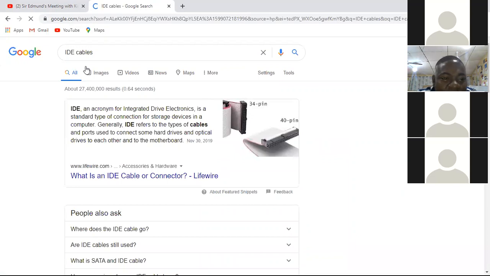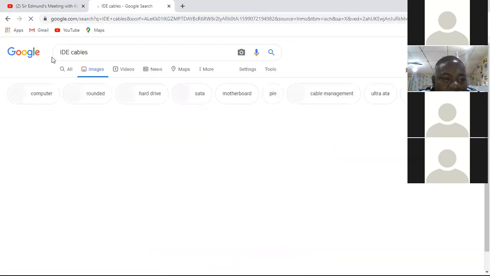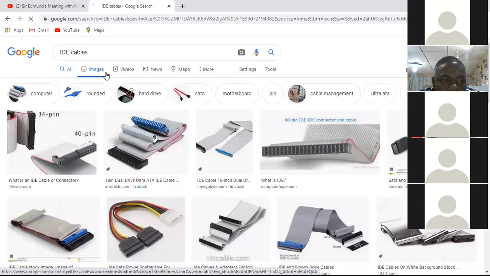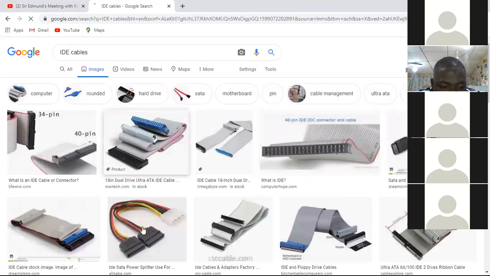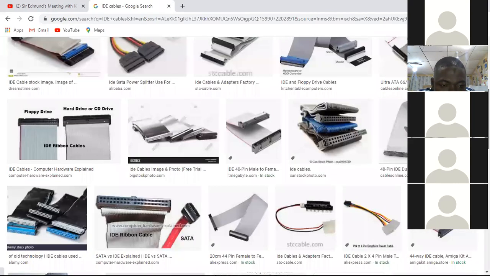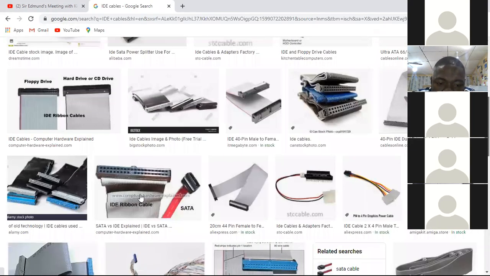This is the IDE cable I was talking about. That is integrated drive electronics. You understand? These are the IDE cables I was talking about. Yes, this is the IDE ribbon cable. And this one is another cable called SATA. This one is used on advanced machines. This is the IDE cable.